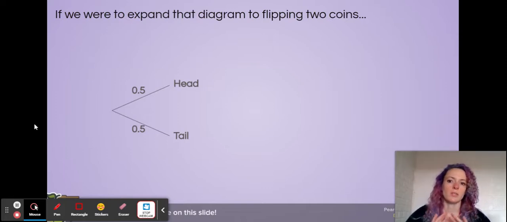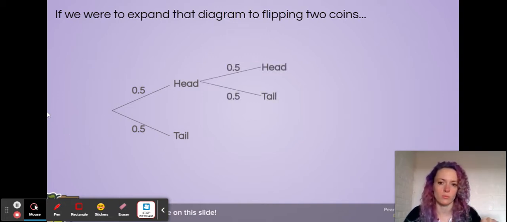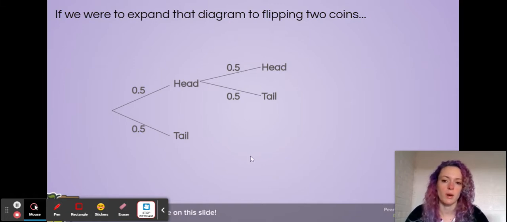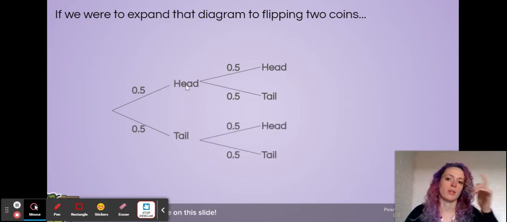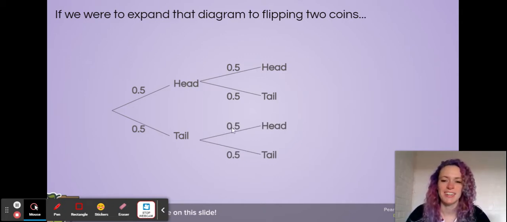So now let's say we were to take that and expand it to flipping 2 coins. We would keep that same first branch, and this would represent flip number 1. Flip number 2, we'll have to put it twice. We'll have to draw that same flip twice, because one is for if I got a head first, and one is for if I got a tail first.